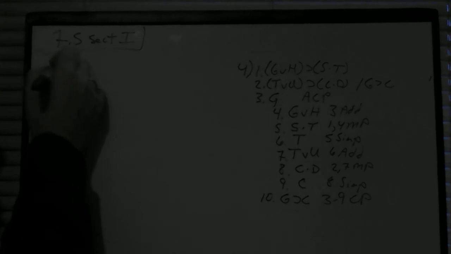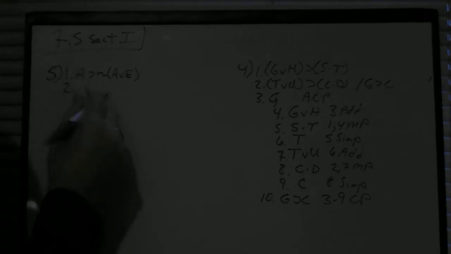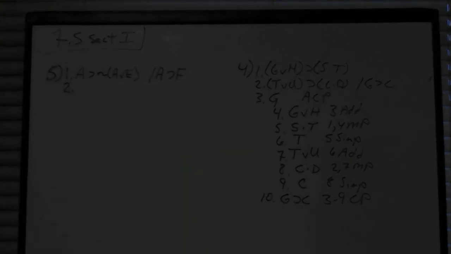And finally, the last one, number 5. We've got if A, then not A or E. Line 2 is, no, that is the only line. So therefore, A, then F. Okay, so now we've got A, then, not A or E, therefore A, then F.